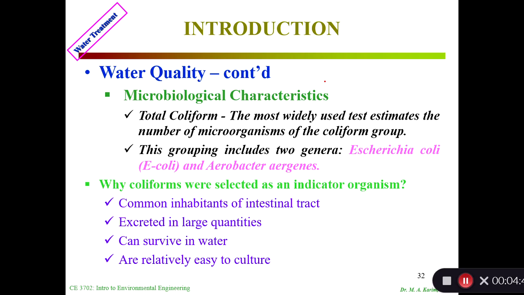Why are coliforms selected as an indicator organism? They are common inhabitants of the intestinal tract, excreted in large quantities, can survive in water, and are relatively easy to culture. That's why E. coli, or coliform, is used. Coliform here means E. coli, Escherichia coli. You have heard the name E. coli several times in spinach issues, and in some cases other products have also been contaminated with E. coli.